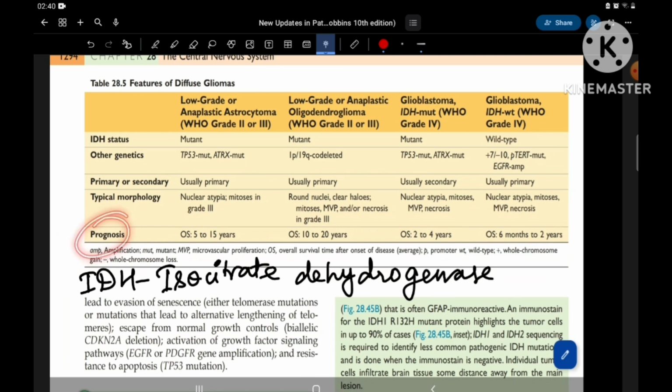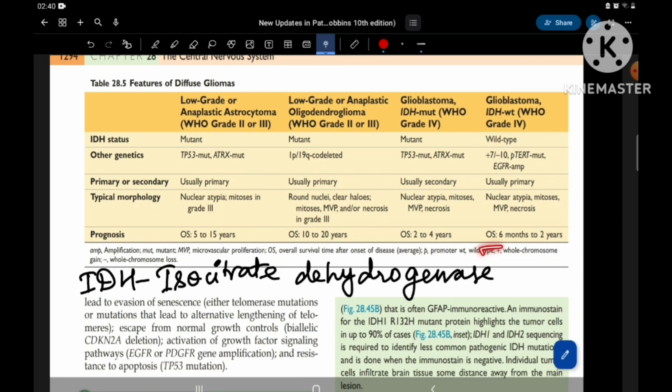This prognosis is one of the important updates. See here, low grade anaplastic astrocytoma has 5 to 15 years prognosis. Anaplastic oligodendroglioma has 10 to 20 years prognosis. But earlier glioblastoma generally had poor prognosis, 6 months to 2 years only. But in this IDH mutant variety, it is near to 5 years. Usually we see 5 year survival rate, right? So it is close to 5 years, 2 to 4 years.